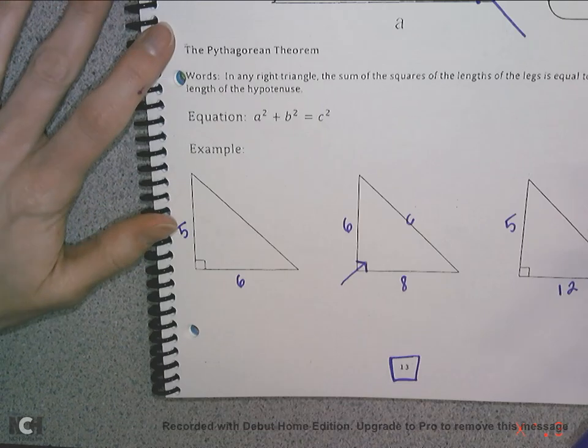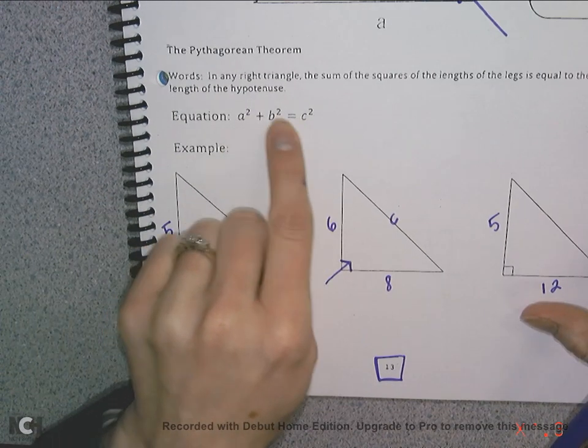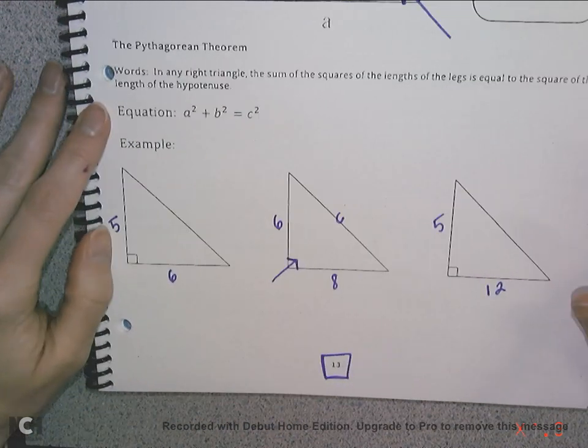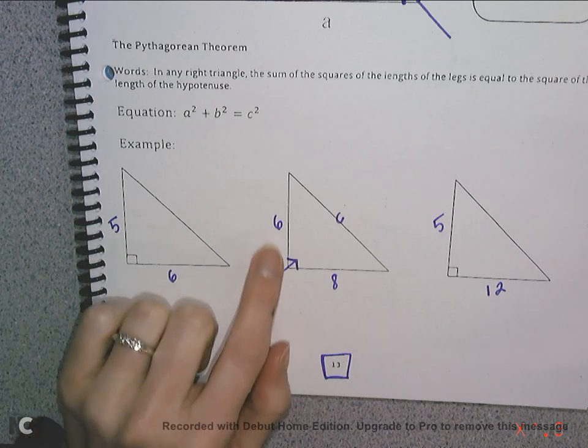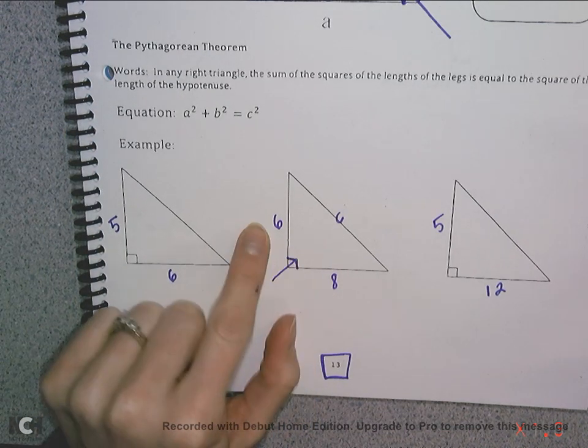Really quickly. Okay, and here it is written again. So we're going to be using this the whole unit for the next few weeks, so you'll get to love it. So we have our two sides, or our two legs, 6 and 8.